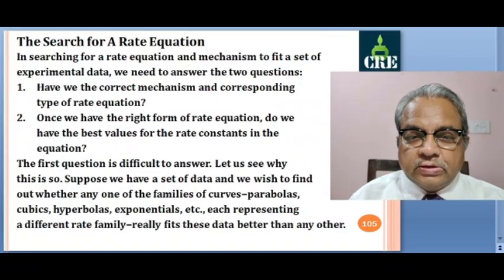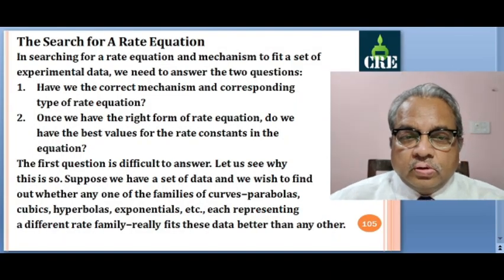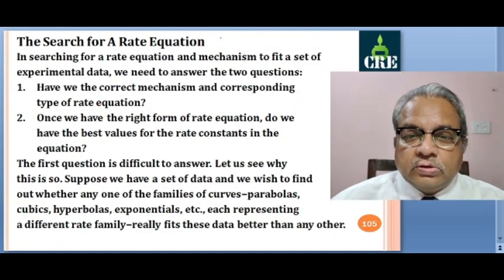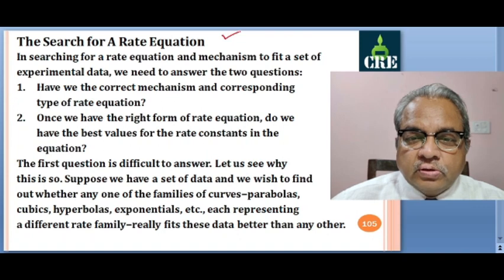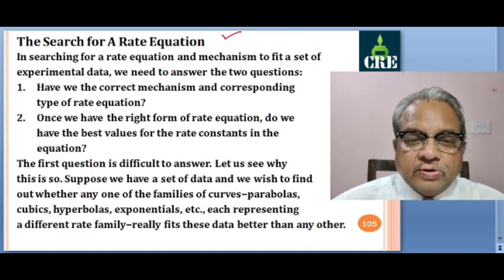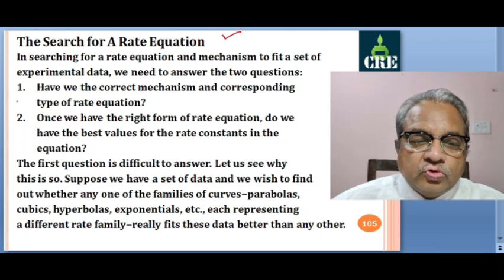Welcome to this lecture series in Chemical Reaction Engineering 1. Today we will see how to search for a rate equation. If you are provided with the data, how do you search for a rate equation? In searching for a rate equation and mechanism to fit a set of experimental data, we have to look into these two aspects. So we have to answer these two questions.